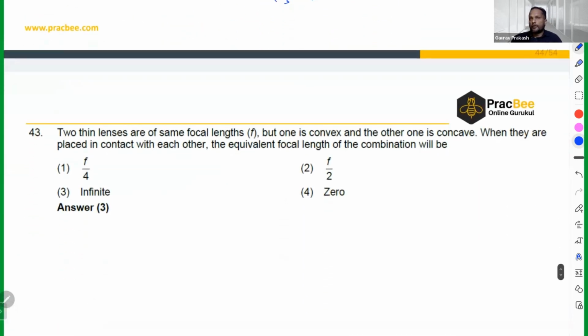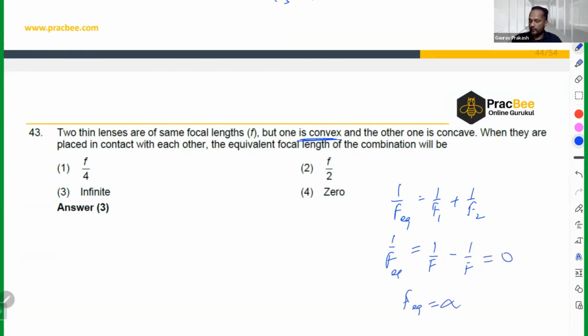Now the 43rd question, same focal length f. So I can write 1 by f is 1 by f1 plus 1 by f2. But we know that convex has a positive focal length and concave has a negative focal length. So 1 by f equivalent is 1 by f minus 1 by f, which comes out to be 0. So f equivalent will be infinity.